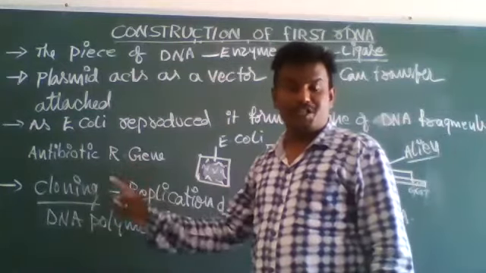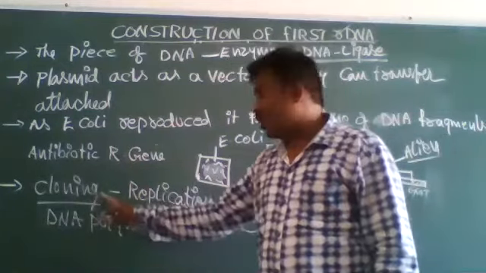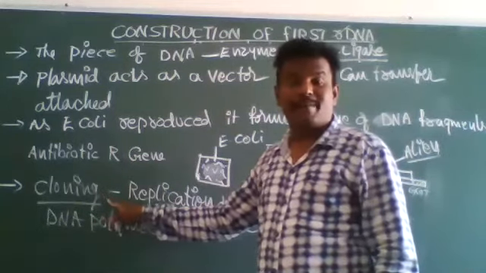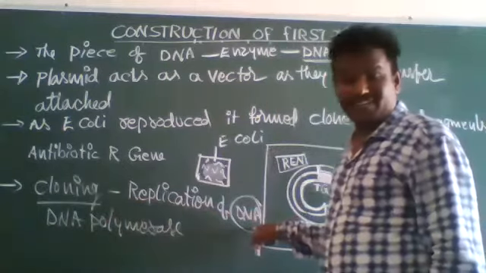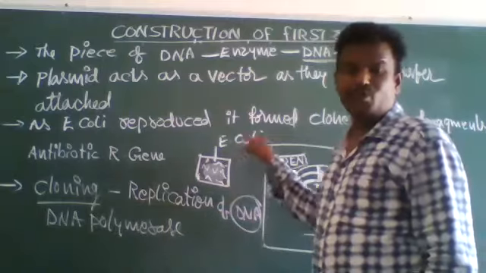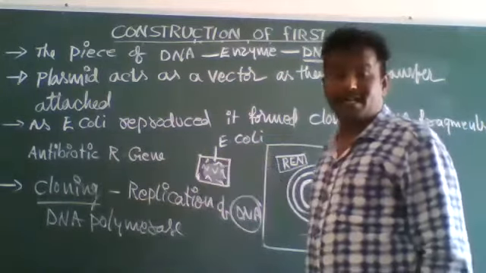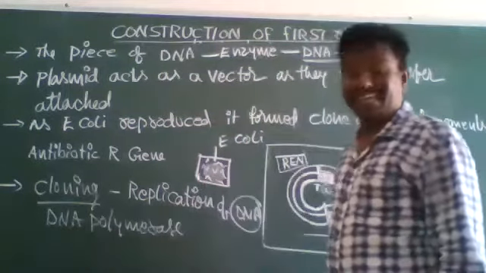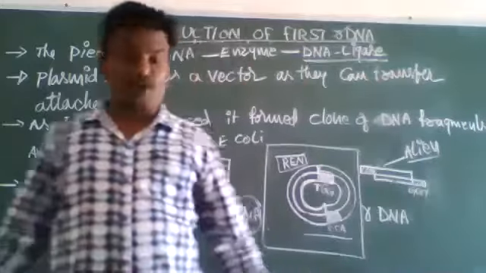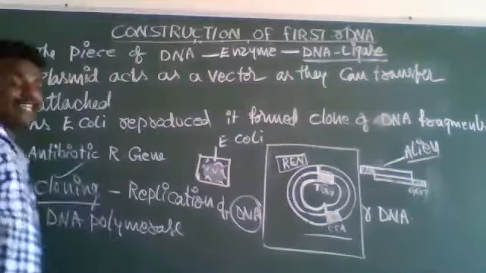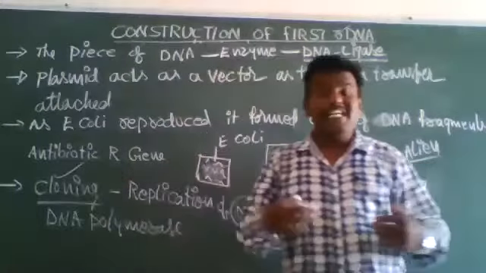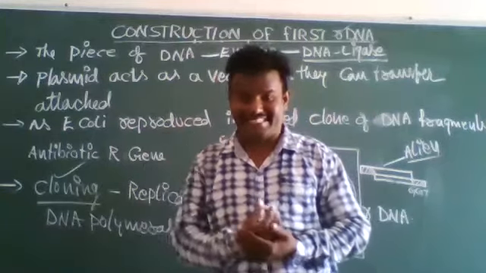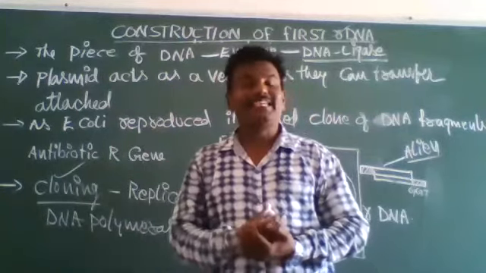Okay, so the process of production of multiple copies of desired DNA is called cloning. Multiple copies of DNA are formed during replication of desired DNA in E. coli bacteria. So Escherichia coli bacteria undergoes replication of desired DNA with the help of DNA polymerase and produces a number of copies. The process of production of multiple copies of desired DNA with the help of DNA polymerase is known as cloning.